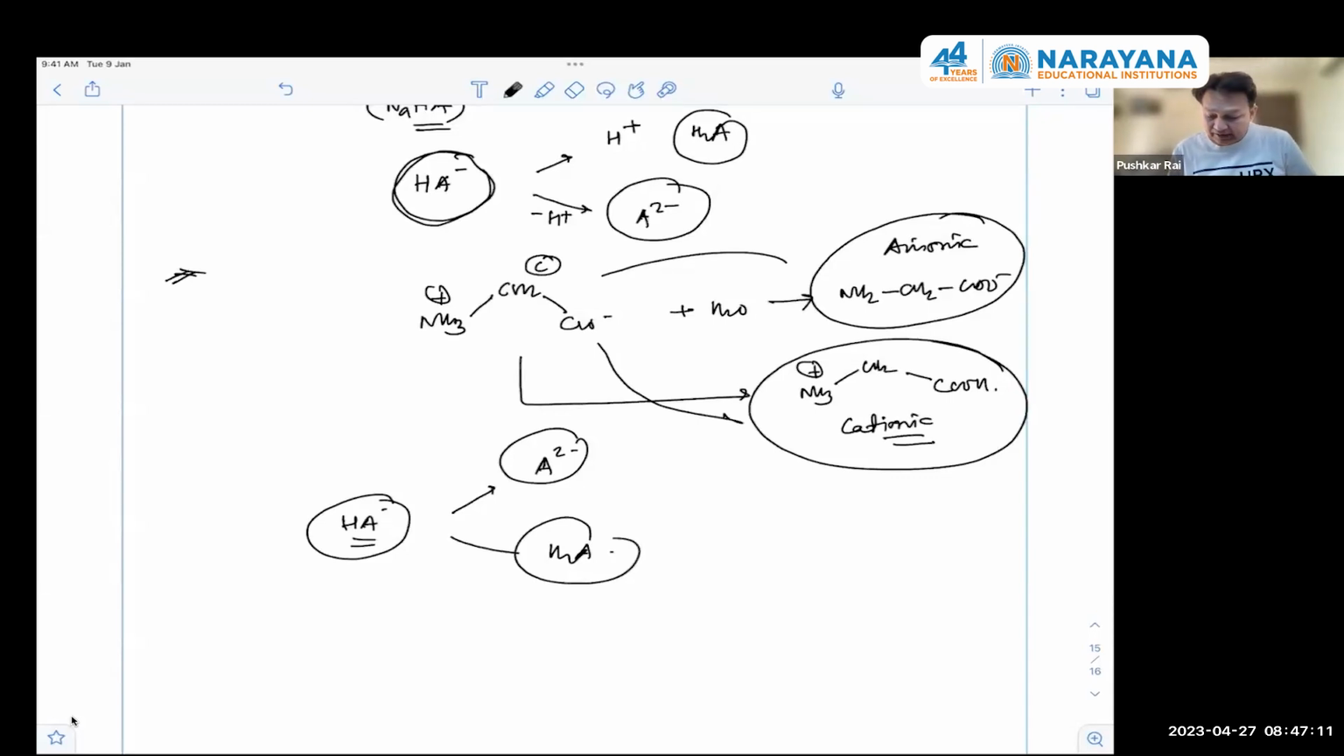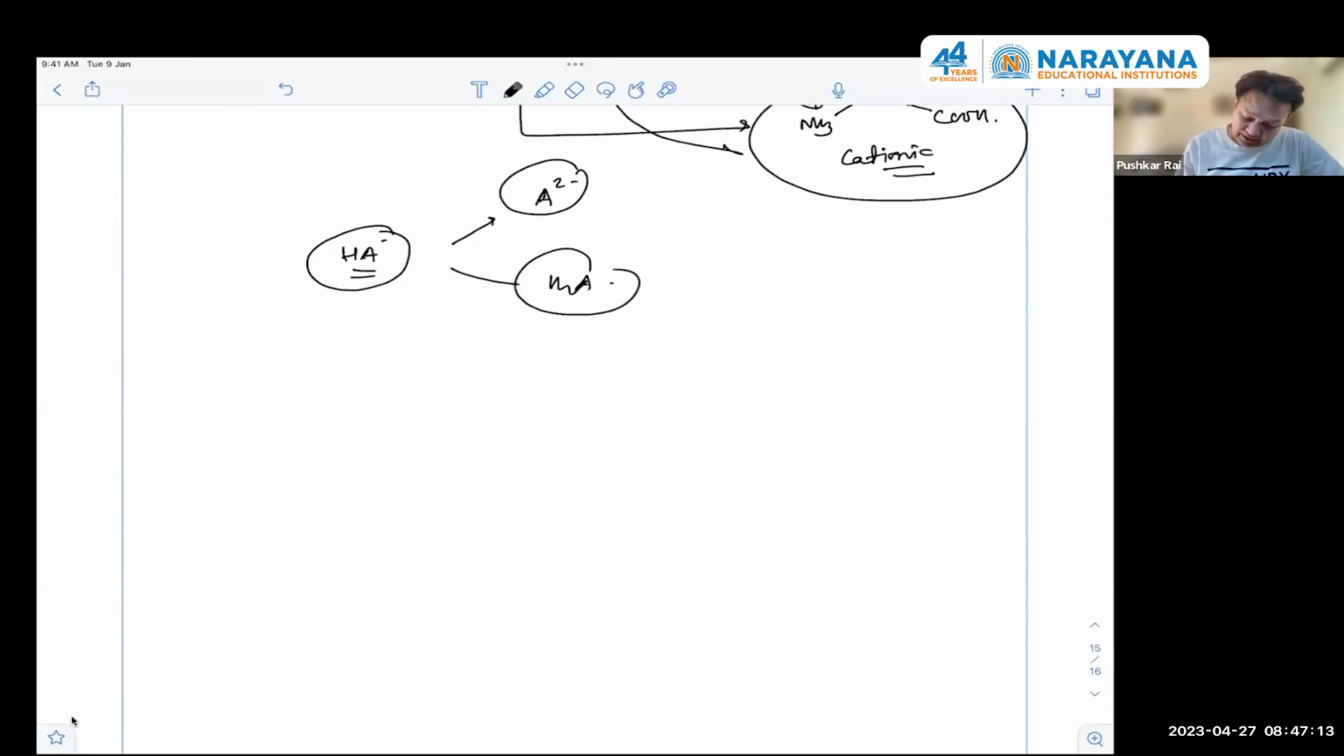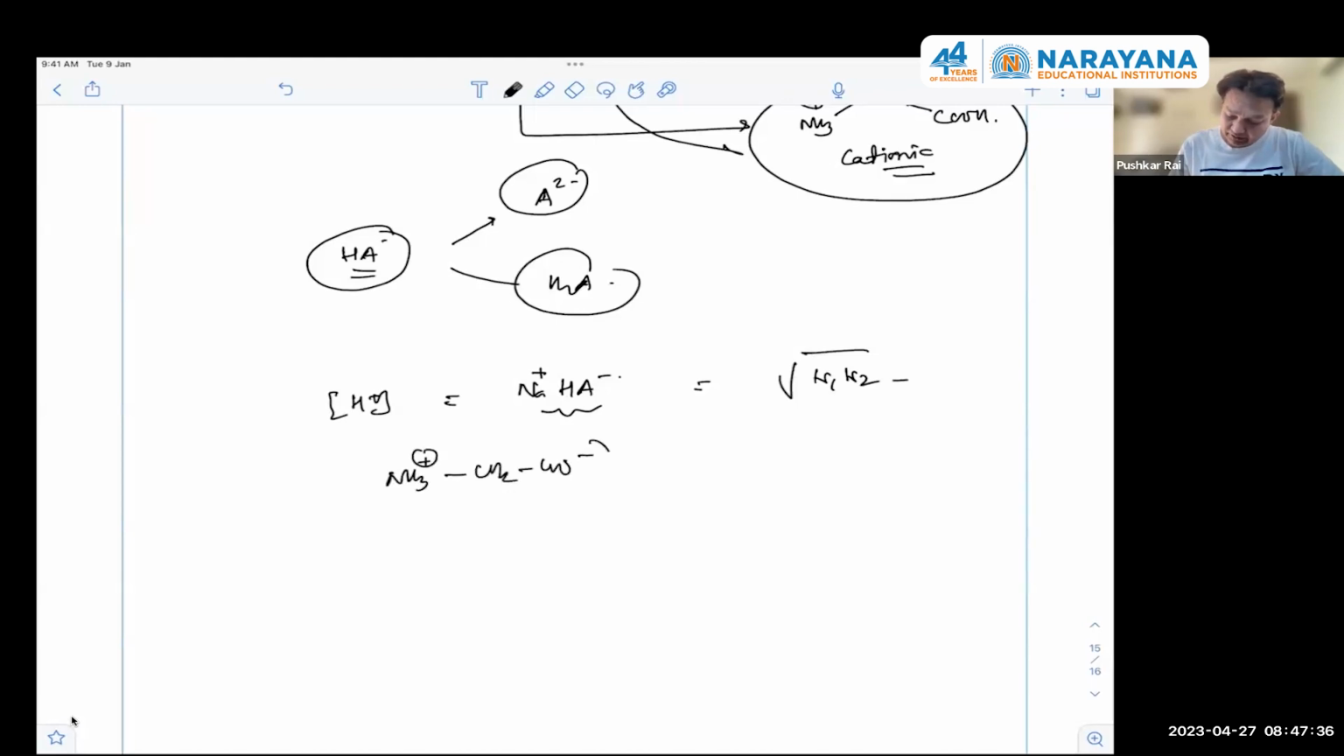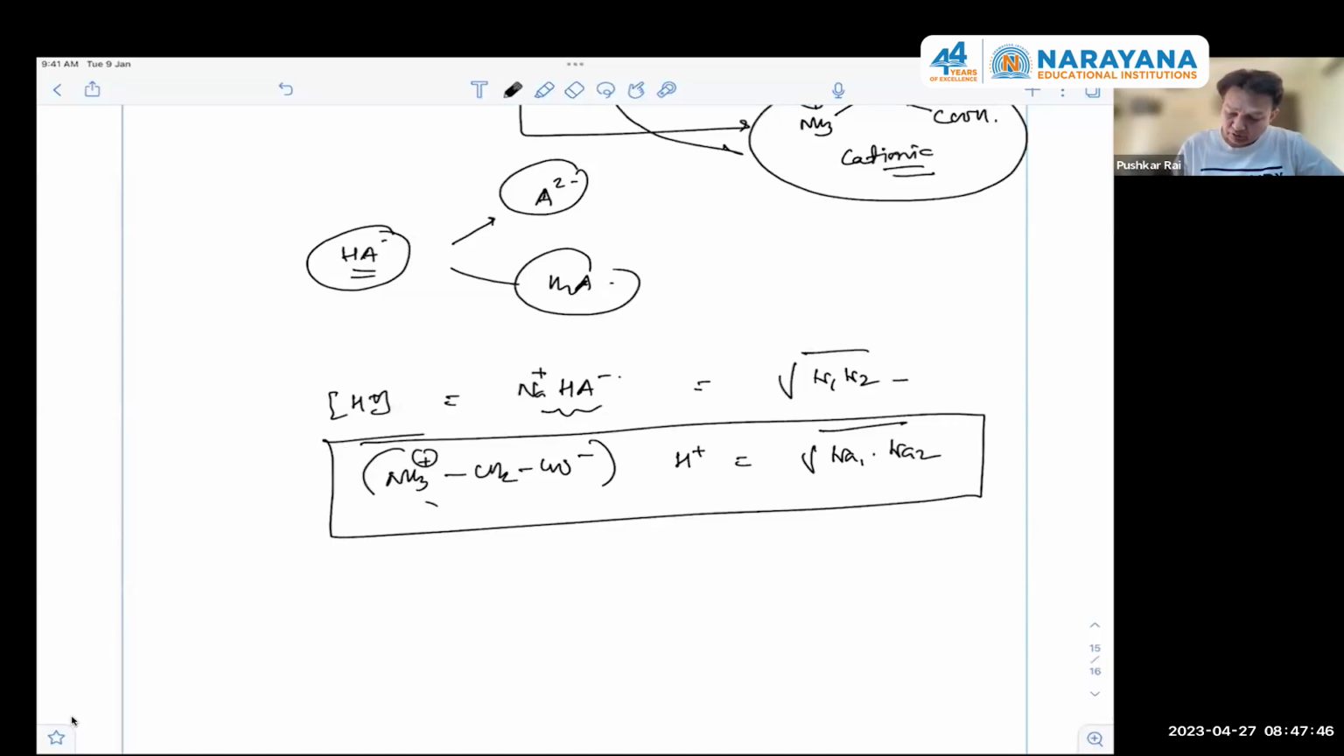Everyone clear? So that is why we very well know that H plus of Na plus HA negative, like sodium bicarbonate, is given by under root of K1 K2. That is why you simply write that if an amino acid is there, like NH3 plus CH2 COO negative, then the H plus due to this will be given by under root of K1 into K2. That is why I use the formula.